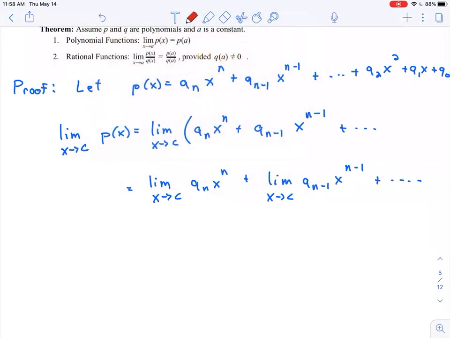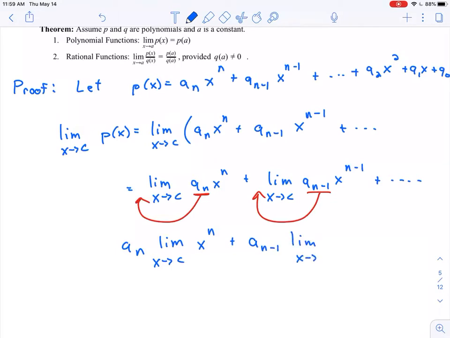Next, I would take out these constant multiples and factor those out, just like we did in example 3. So here, limit as x approaches c, I forgot to factor it out. I would have a sub n times the limit as x approaches c of x to the n power, plus a sub n minus 1 times the limit as x approaches c of x to the n minus 1, plus blah, blah. You do that all the way down the line, right? Every single constant multiple, just factor that out.